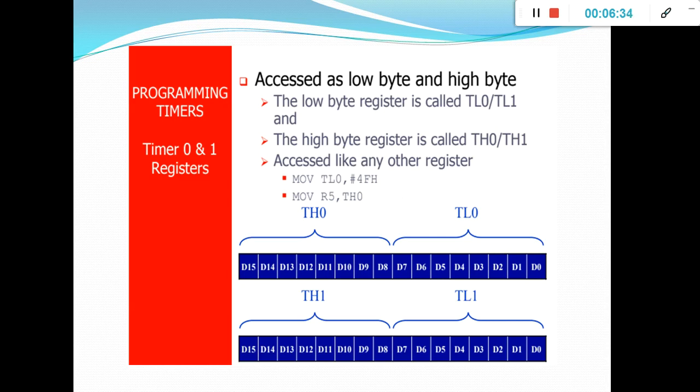You know that the microcontroller understands only hex, so whenever you mention values, they must be in hex form. If I write H in front of a number, it is a hex value. Here it is using immediate addressing mode, because in front of the number there is a hash, a pound sign. When you see a pound sign in front of a number, it is immediate addressing mode. So you are immediately moving the 4F value into TL0, where TL0 is the lower byte of timer 0.